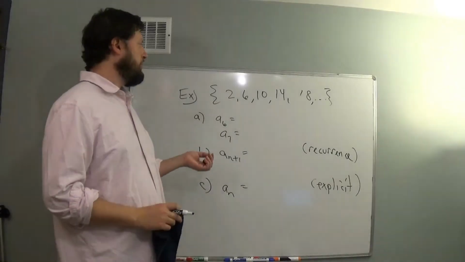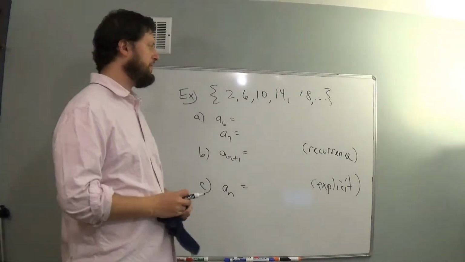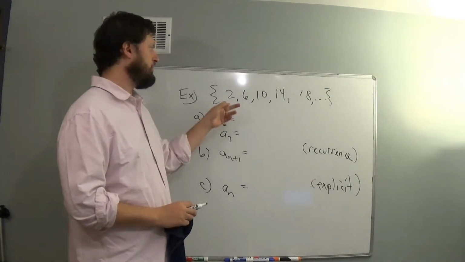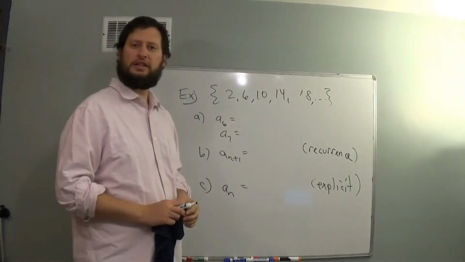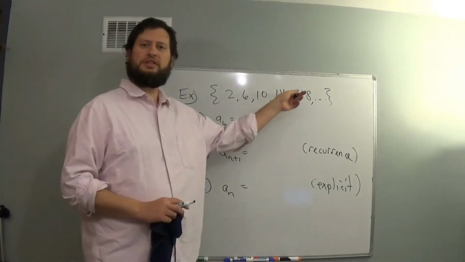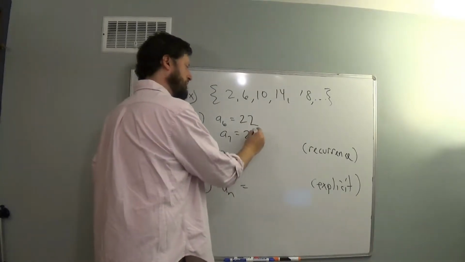In this problem, we are given a sequence defined by a pattern, as we see here, and asked for some information about the sequence. Here are the first 5 terms, 2, 6, 10, 14, 18. The next term, a6, well, the pattern says add 4 each time. So the next one should be 22, and the one after that should be 26.